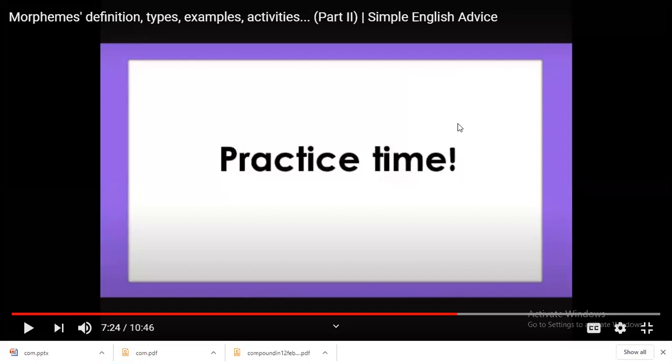Eat is the common lexeme. So a lexeme is like the root word or the main word that can be changed into different forms, different words. Yes. Okay, sir. Thank you, sir. Thank you, ma'am.